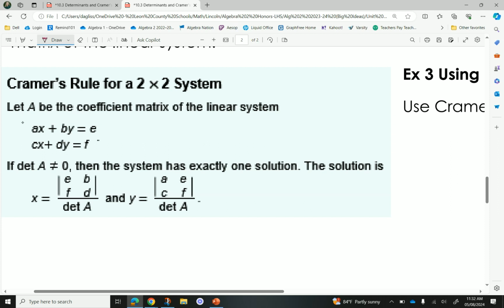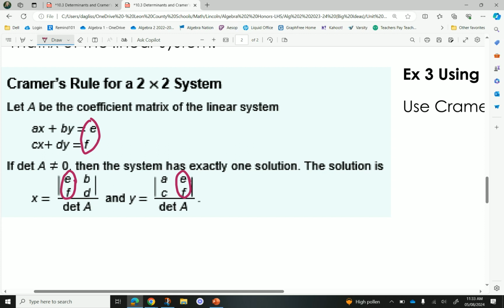So notice also, when I am solving for x, my column a, c gets replaced with our constant matrix e, f. When you're solving for y, your y column gets replaced by the constant column. So what you're searching for is no longer in your matrix. You replace it with your constants. Okay, let's do it so it makes sense.